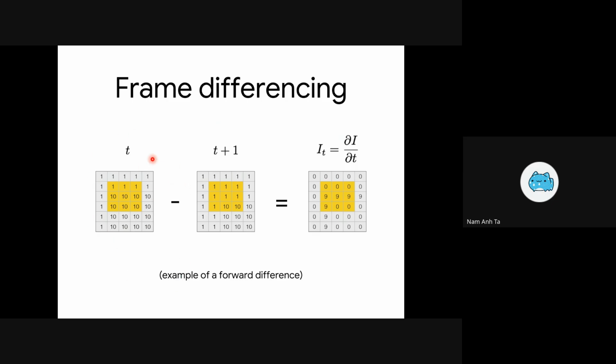In this example, this is the image I at time t. The middle one is the image I at time t plus 1. By subtracting the first one from the second, from t to t plus 1, we get the difference on the right hand side. When we subtract in this region, we have the 9 here, which is 10 minus 1. So this difference is a temporal derivative. This is the temporal derivative we need for the equation.